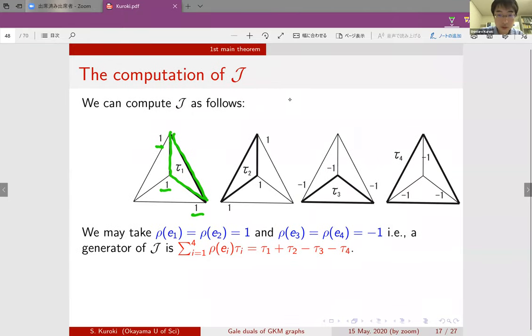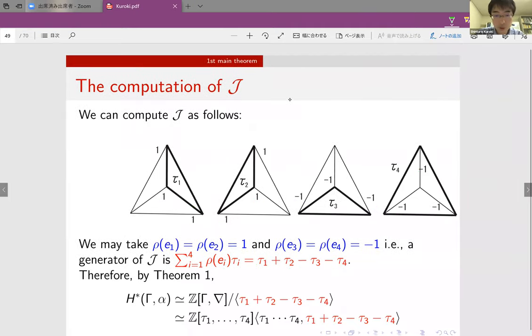Okay, so then we can also choose 1, 1, 1 as the normal Gale dual of the second facet, and minus 1, minus 1, minus 1 on the third facet, and minus 1, minus 1, minus 1 as the fourth facet. But then the ideal J is generated by this one. So the coefficient is coming from the Gale duals. This is the coefficient, this is minus 1, minus 1. Then the equivariant cohomology of gamma alpha is just the quotient by this ideal, generated by this element. Then we obtain the ring structure of this H star gamma alpha.